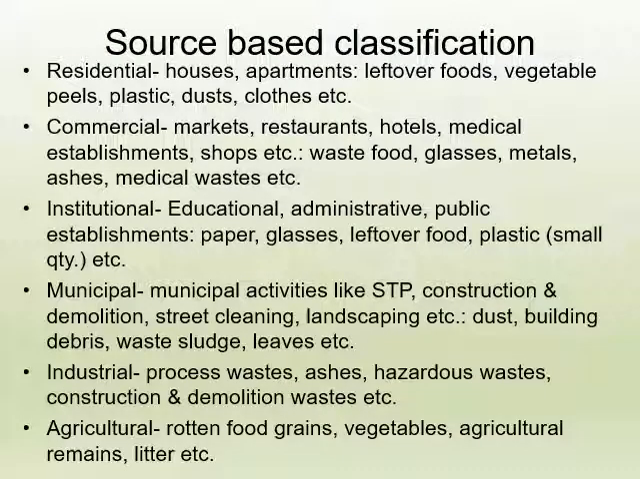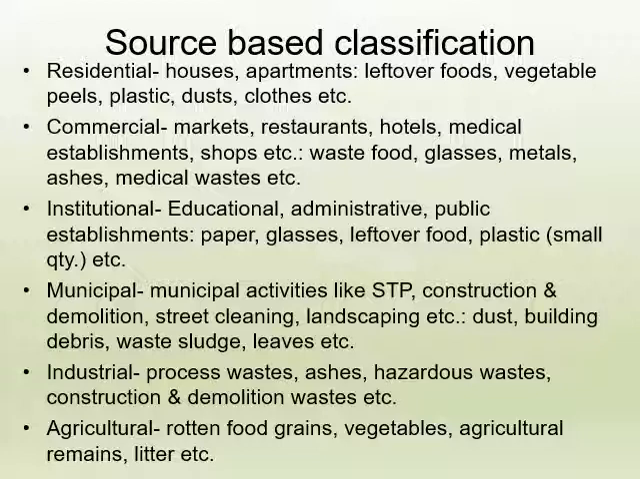Now the solid waste is classified into two types: source based and type based. First, here we will discuss the source based classification. The first one is residential. From our houses and apartments, they produce residential waste, which may be of different types, like leftover food, vegetable waste, vegetable peels, maybe plastic, dust, clothes, etc.